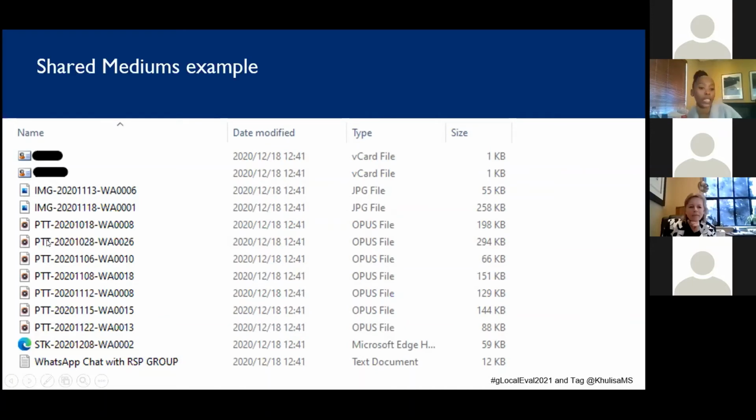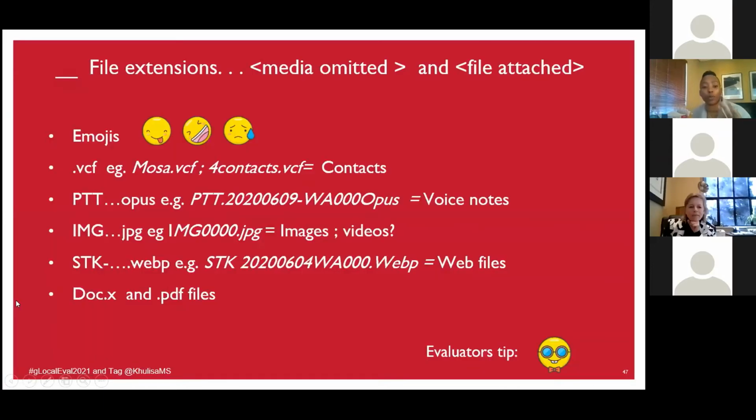And then your PTT files, should they decide to share those, right? So they'll be saved as Opus files, and those are your voice notes. And then of course your stk.web files, right? So those are your web files, your stk files. And then lastly, the txt file itself. So those are the forms of attachments and media that people tend to circulate within WhatsApp groups.